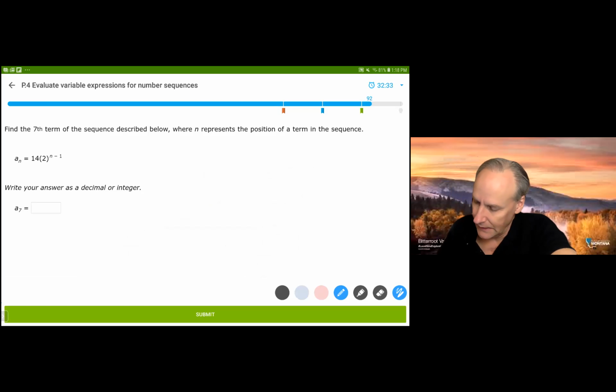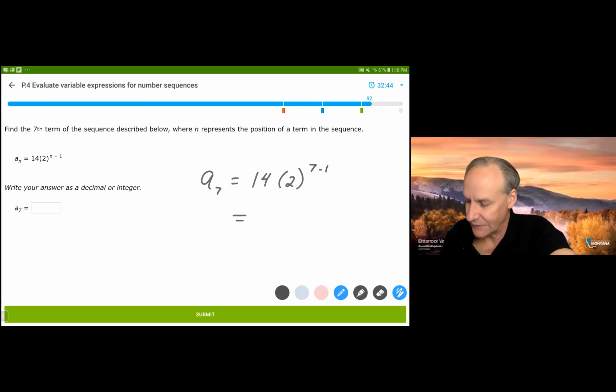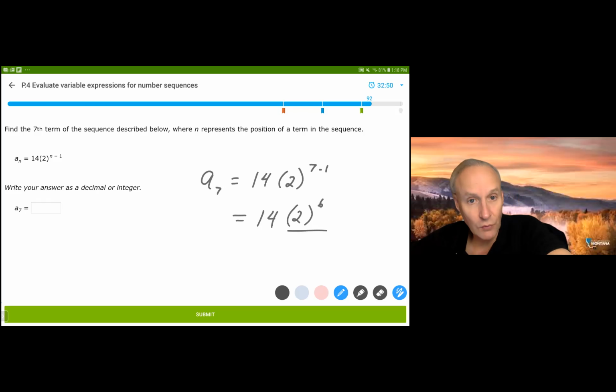Okay, we've got A7 again. It's not the same one though. It's 14 times 2 to the 7 minus 1. I guess it wasn't A7 last time. This is the seventh term. We have 14, and we're talking about 2 to the sixth power, which is 64.